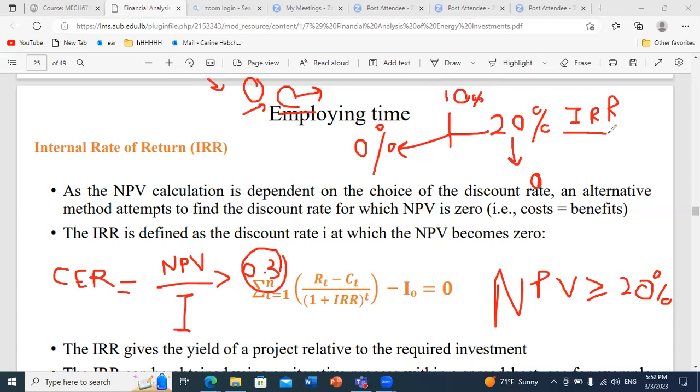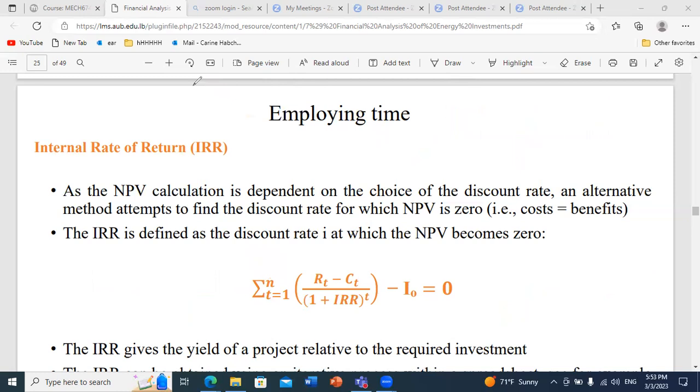While if the internal rate of return is small, this will narrow a lot the range you can work with. If you have an internal rate of return equal to 5%, this means any discount rate larger than 5% will make your project not economically viable. You will lose money.